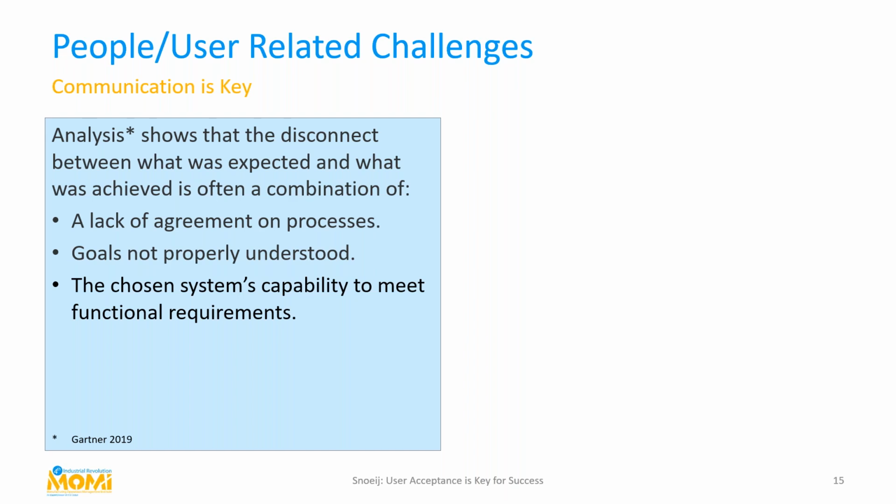But communication is one of the most essential parts here. Communication of the company, of the leadership maybe, to everyone in the organization. And Gartner showed something, they made an analysis in 2019, that there is a disconnect sometimes between what was expected and what was achieved. Often that's a combination of a lack of agreement on processes. So people do not have the right idea, are not aligned, not aware, and the goals are not properly understood. And of course, you have some technology aspects as well. An important conclusion is that it has to do with communication with people, all your people, basically.